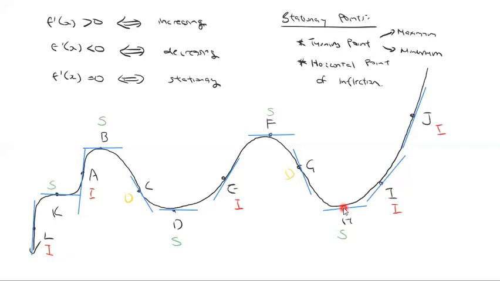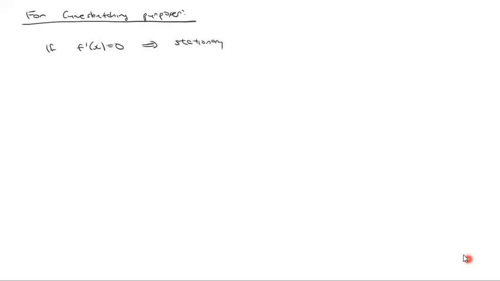So, you guys happy with that? Yes. All right. So therefore, what we're basically saying is, for curve sketching purposes, and because we have thought about what the derivative means, if f dash x equals zero, we have a stationary point. And if you want a stationary point, the first derivative must equal zero by definition.